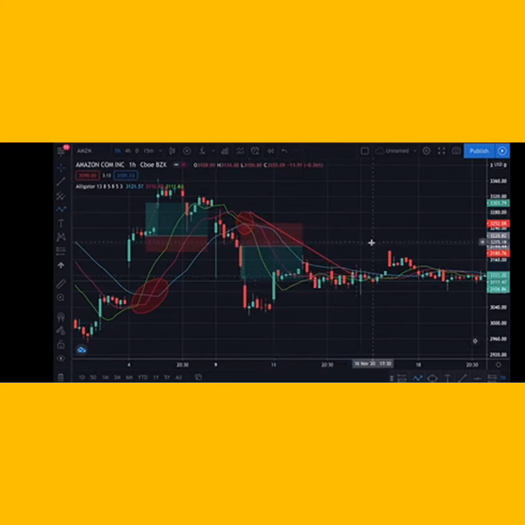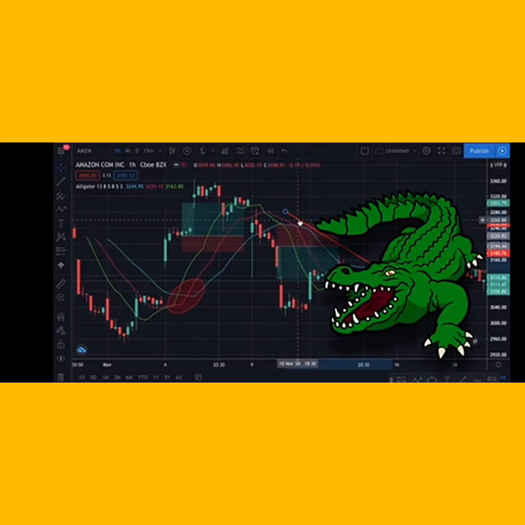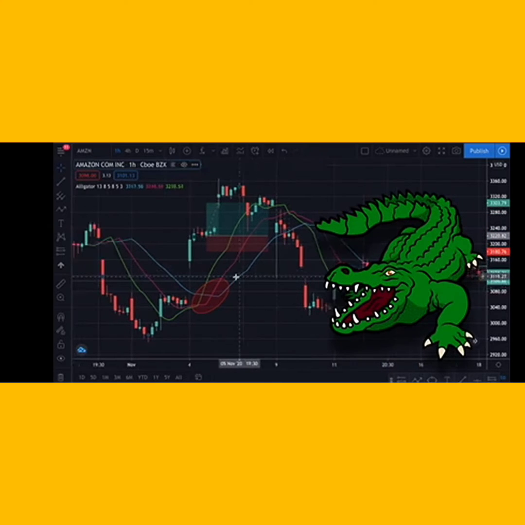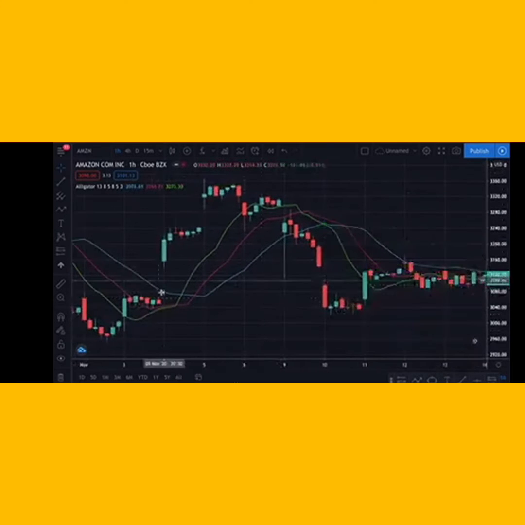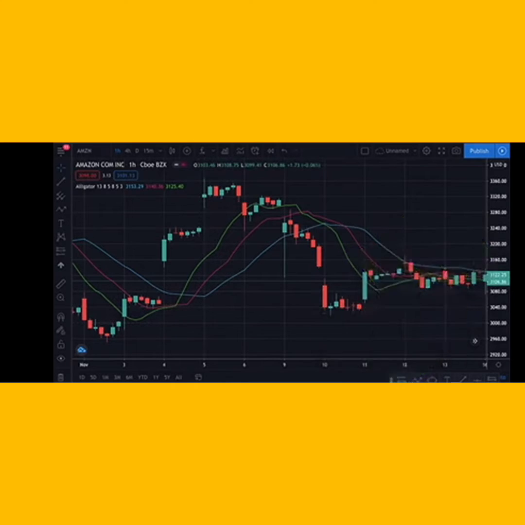It is called the Williams Alligator Indicator because these lines look like an alligator opening its mouth when the indicator gives an entry signal. If you look closely at the lines, you can see an alligator with its jaw, teeth, and lips. Same way, if the markets move sideways, the mouth of the alligator is closed.